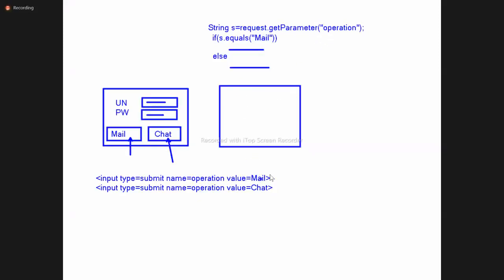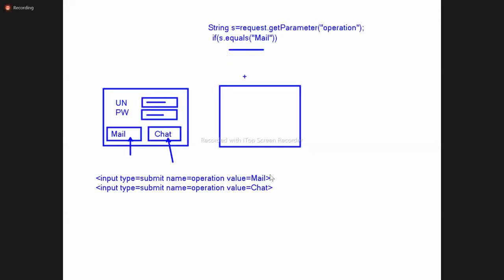Suppose you clicked on mail, then s contains mail. You clicked on chart, s contains chart. If s dot equals mail, then forward or redirect to mail servlet. Else forward or redirect to chart servlet. This is one option.